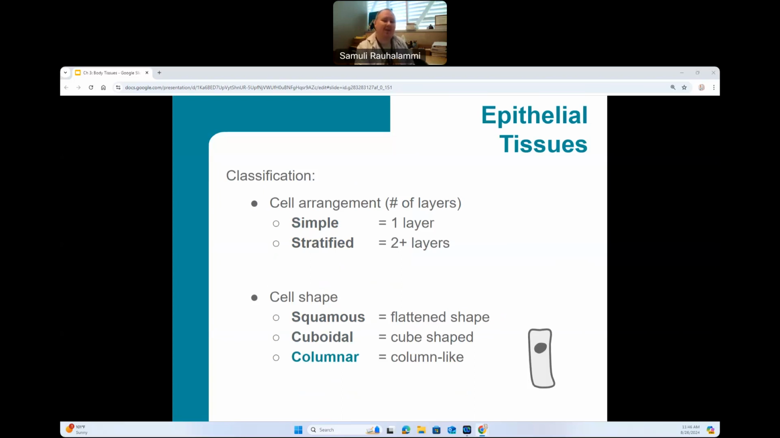So now let's take all these classification methods that we've seen and put the cell arrangement and cell shape together, and have a look at how we can make sense of various different epithelial tissue types that we see in the body.